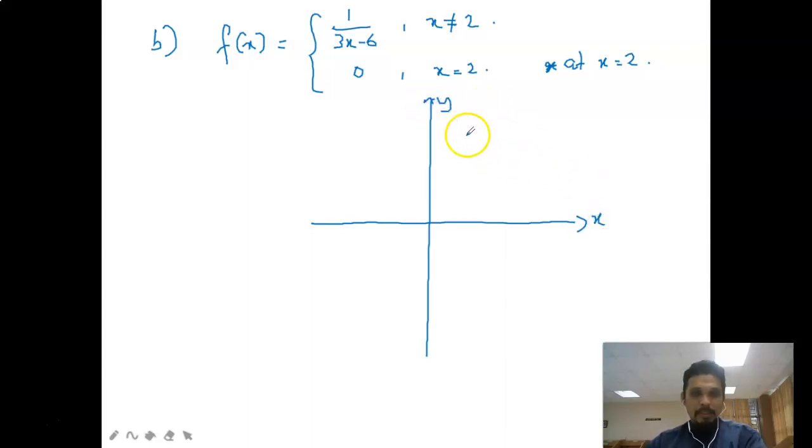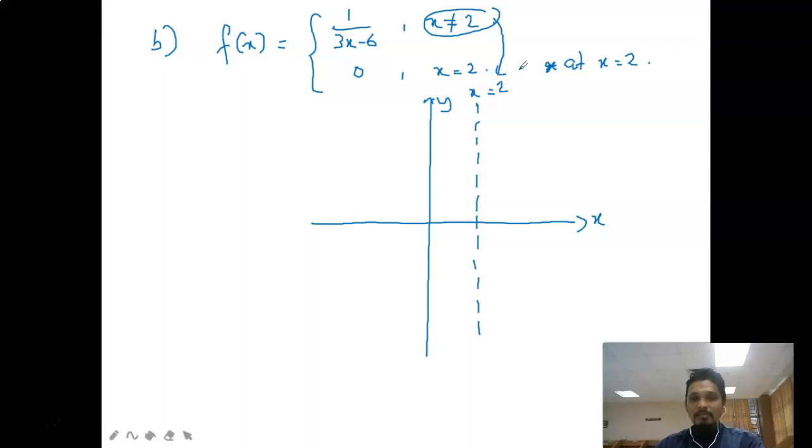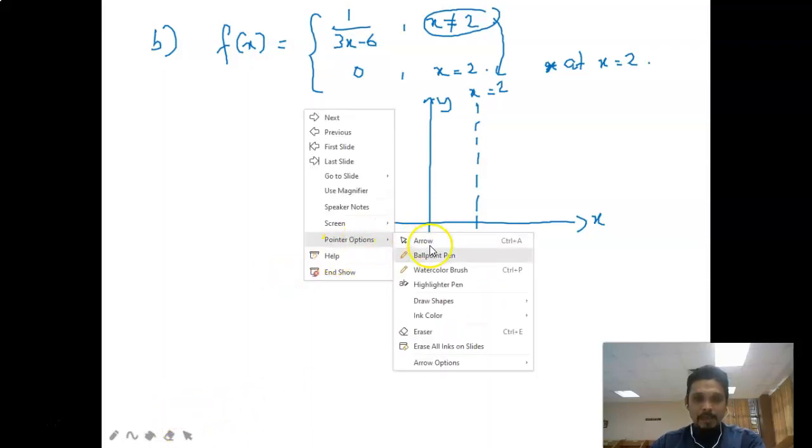Okay, now the y and x axis, so there's a vertical asymptote here. Okay, vertical asymptote at x equal to 2, because x cannot be equal to 2, so automatically it tells us there's a vertical asymptote for the graph. And now let's sketch the graph here using other colors then.